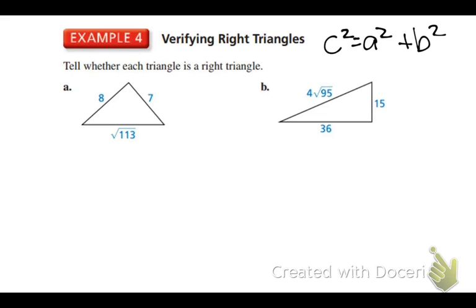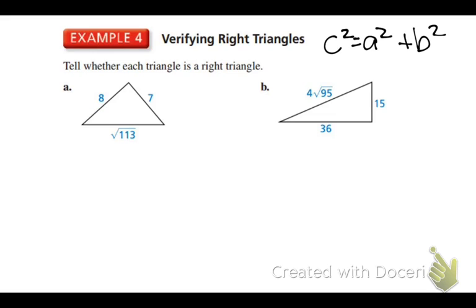C is always going to be the longest side. So we have an 8, a 7, and a square root of 117. Well, what is the square root? Sorry, 113. What is the square root of 113? Approximately 10.6 or something. So the longest side is the square root of 113.